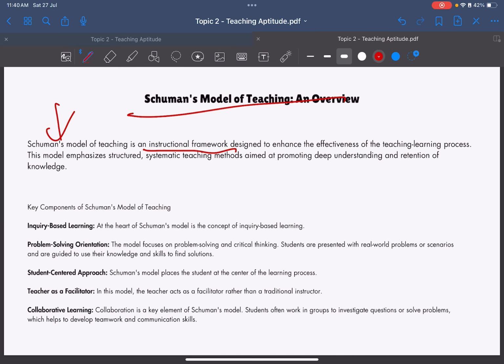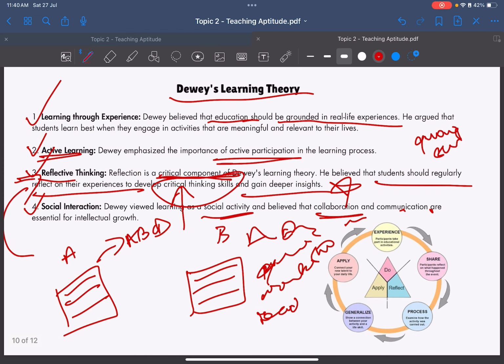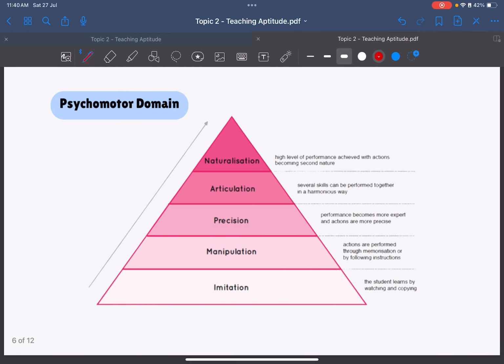And finally, we have Schumann's model of teaching. Schumann's model of teaching is an instructional framework designed to enhance the effectiveness of the learning process. And the key components are inquiry-based learning, problem-solving, student-centric, teacher as a facilitator, and collaborative learning. So whenever you have questions surrounding inquiry-based, student-centered problem solving, then you know it's Schumann. And whenever you have reflective learning, learning by doing, then you know it's Dewey's learning theory. Or if you have something related, then it could be both. So this is it with most of the theories.